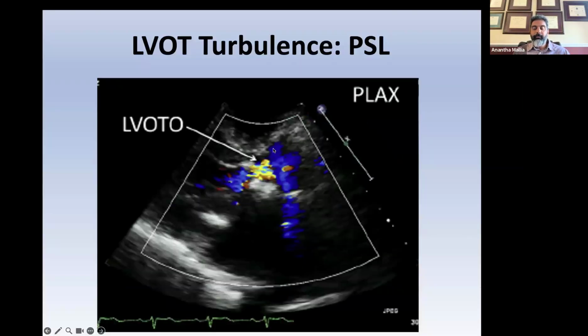In HCM, because there's abrupt narrowing at the LVOT, here's the aortic valve in the parasternal long axis view. This is the LVOT. This is a still picture of flow through the LVOT, and you can see that before it hits the aortic valve, the flow has already turned turbulent. Okay, and that's not normal.